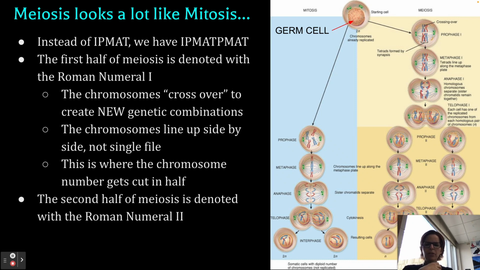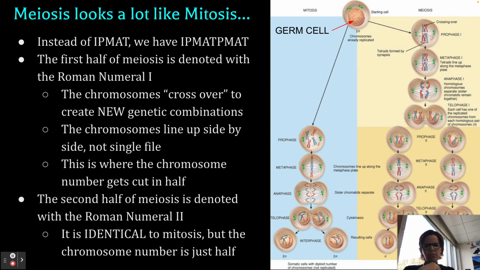The second half of meiosis is denoted with a Roman numeral 2. It is identical to mitosis, but the chromosome number is half. So if this were in a human, we would have 46 bivalent chromosomes that are side by side, 23 pairs. And then now I would have 23 bivalent in this cell and 23 bivalent in that cell.